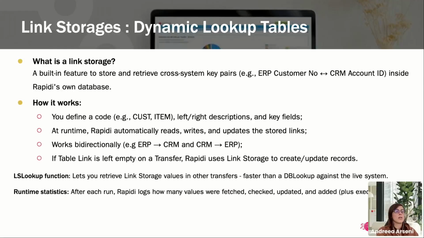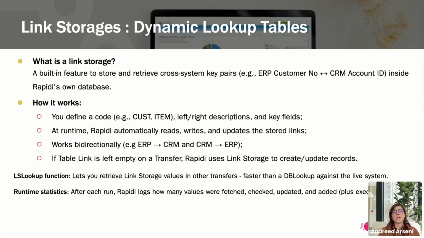Now, let's go briefly through this part, because we do want to make sure that everyone understands what a link storage is. A link storage is a built-in functionality that Rapidi has, and it is able to store and retrieve the system key pairs, right? Like the primary keys that systems have. So it's like a dynamic lookup table that you can use to save within Rapidi all the primary keys that belong to those records.